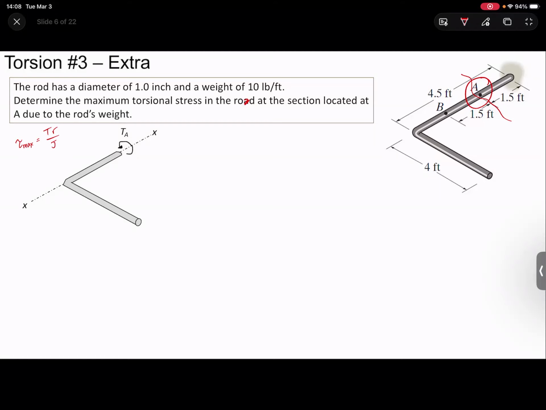So what we are told is that it has a self weight of 10 pounds per foot, which means off of this here, we have essentially a distributed load. Any of this material outside of this axis X, the centroid of that point where the torque A is applied across, has this self weight, 10 pounds per foot.